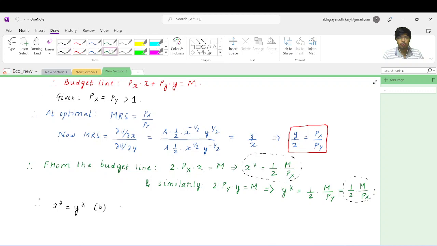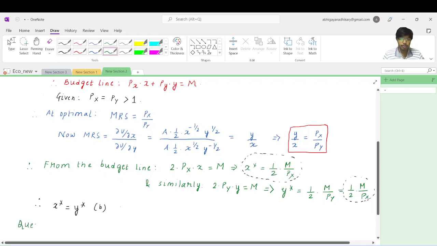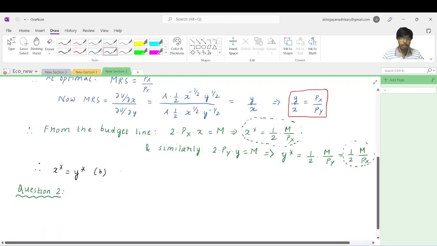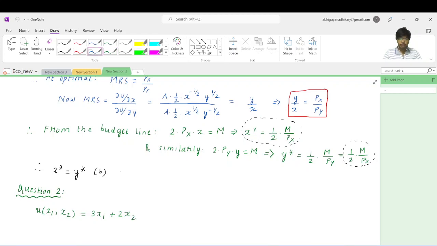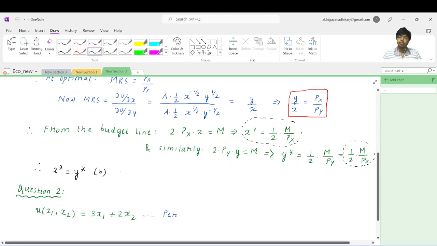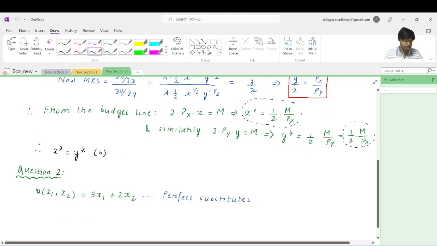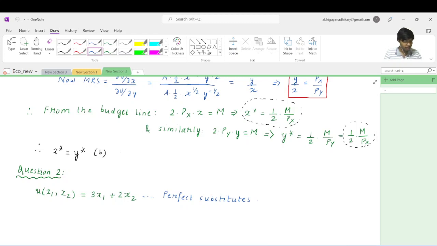So coming to question 2. So let us just have a look at the question first. Question 2. So the question 2 says that the utility function of the consumer u of x1 comma x2 is equals to 3x1 plus 2x2. So this is essentially the perfect substitutes type. So the consumer will buy the good that is essentially cheaper. That is the idea of a perfect substitute. And we are also given that price of good 1 is P1, price of good 2 is P2, M is the income, the standard notations.